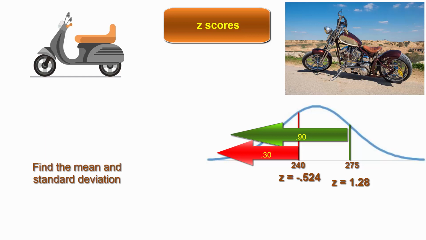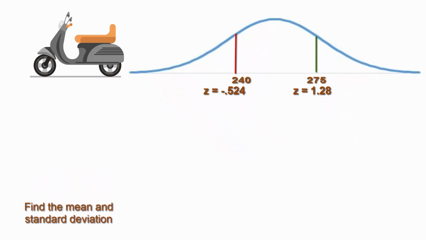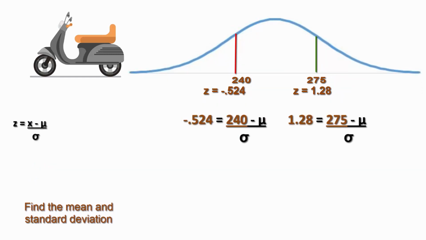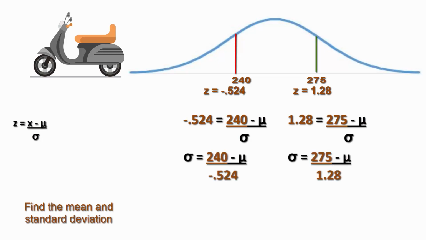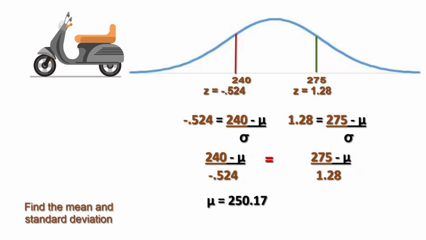Well, let's look at two ways to solve for the mean and standard deviation, mu and sigma. First, the formula approach. We have two unknowns, thus we need two equations, one z-score formula per each mile amount given. Solve the system. I would start by solving for sigma and then setting the two expressions equal to each other. After a little algebra, we would get mu is equal to 250.17.